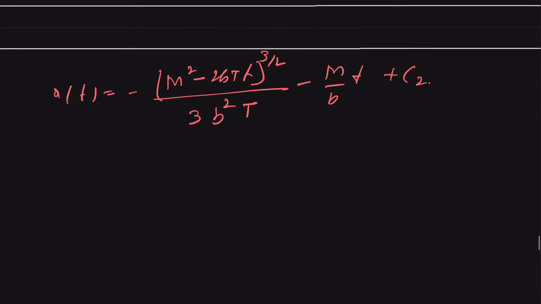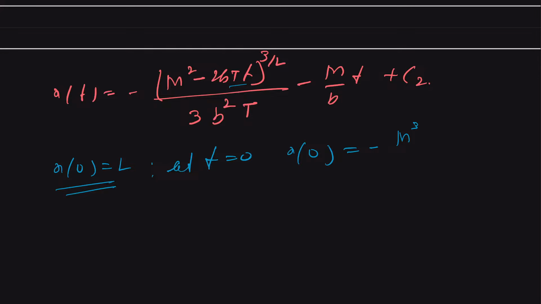Let us come to our initial condition. Initially we know that x of 0 is L. At t equal to 0, this factor goes away, and we are only left with minus m² to the power 3 by 2, which gives us m³, divided by 3b²t, plus c2, and we can equate this to our L.